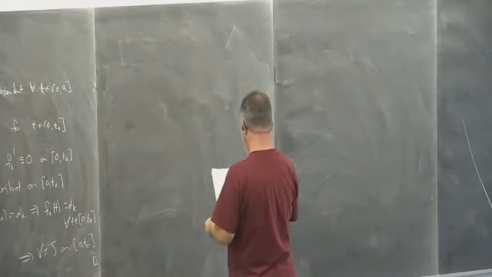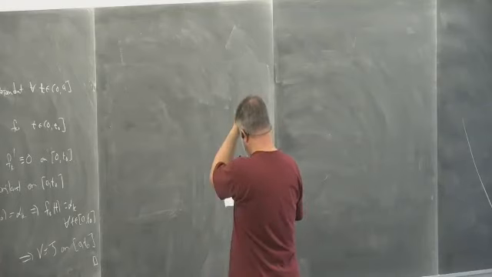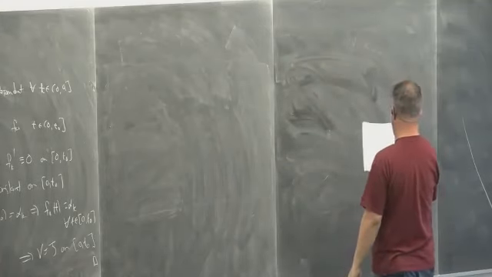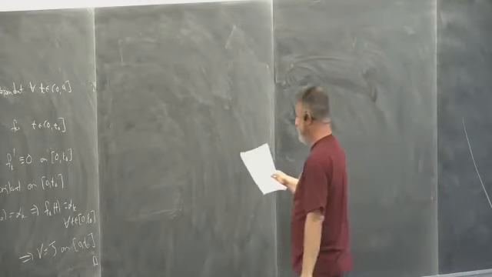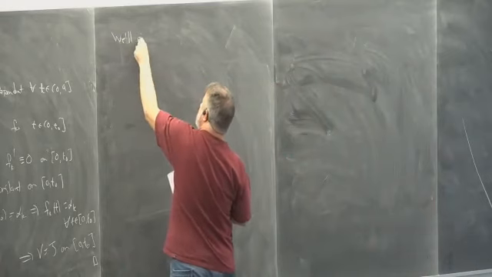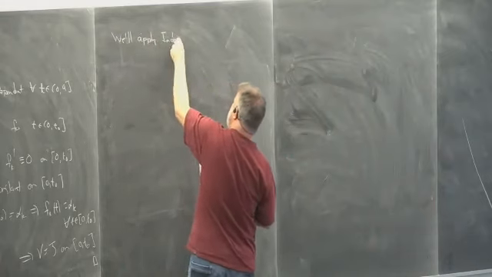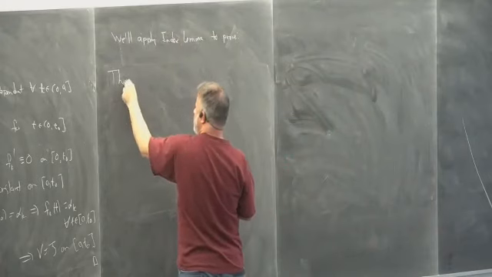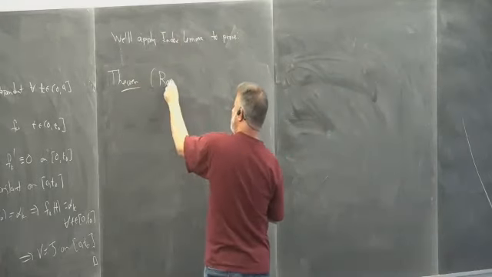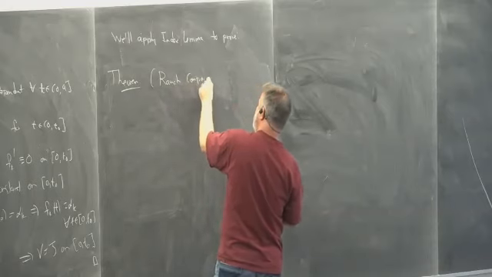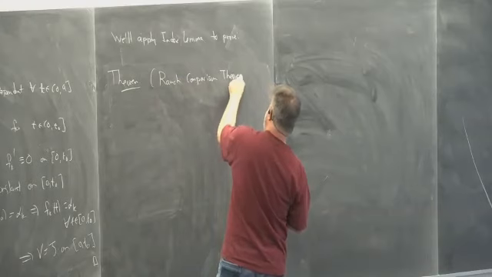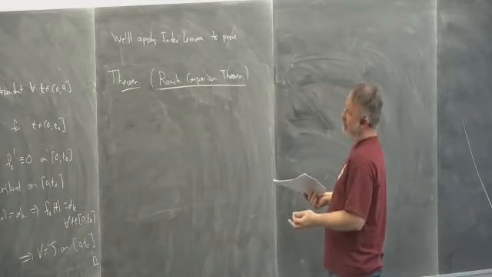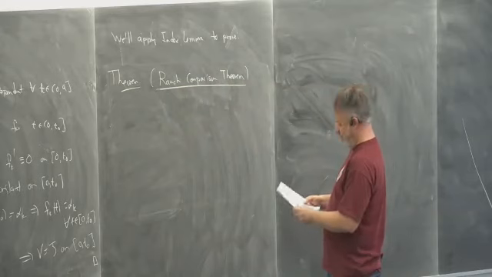So let me see. I want to fit it on one board and keep it on the board as long as possible. But I don't think I can fit it on one board. So we'll apply the index lemma to prove the following theorem, which is a very powerful result in Riemannian geometry. It allows you to compare two Riemannian manifolds. They don't even have to have the same dimension. If you can compare their curvatures, then you can say something comparatively about their Jacobi fields.